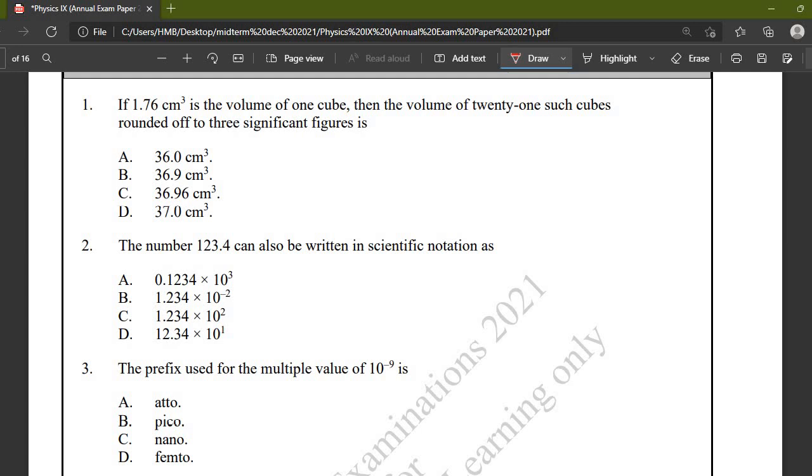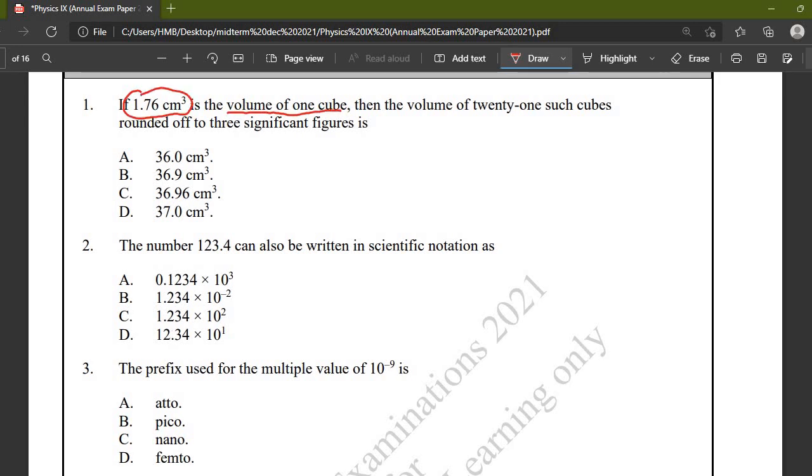So here we have our first question. If 1.76 centimeter cube is the volume of one cube, the volume of 21 such cubes, rounded off to three significant figures, will be. So the volume of one cube is 1.76 centimeter cube, and we have to find the volume of 21 such cubes. This is simple. We have to multiply the volume by 21.